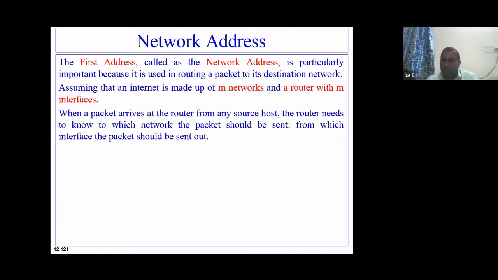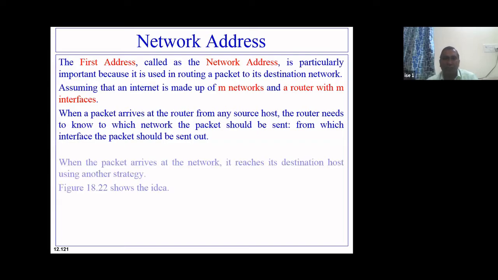Whenever a packet arrives at a router, it will check the destination address. That is the address where the packet is supposed to go. Based on the destination address, it will consult a table. It will see which interface of the router that particular packet must be forwarded to.